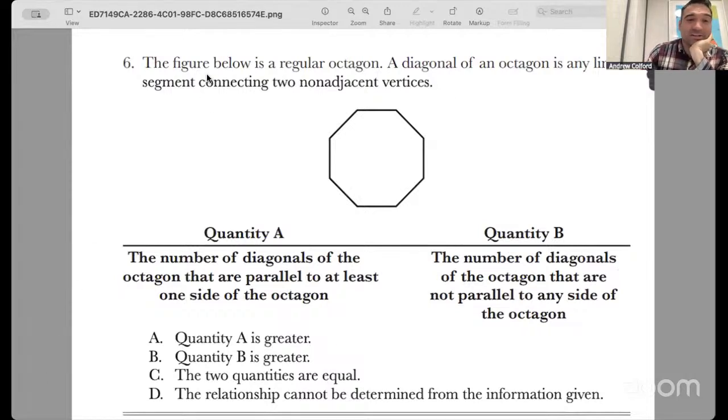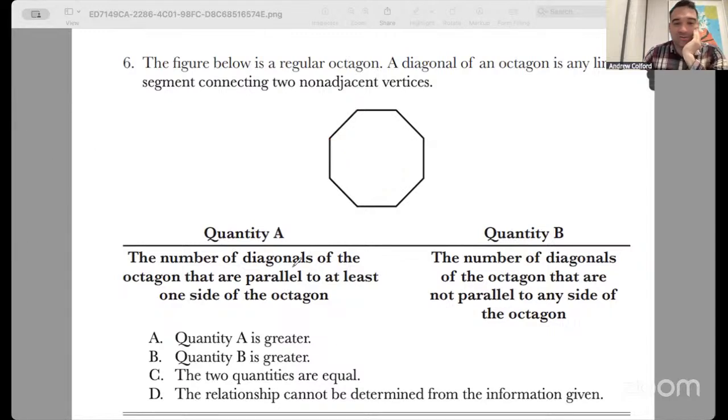So let's take a look here. The figure below is a regular octagon. A diagonal of an octagon is any line segment connecting two non-adjacent vertices. So just as a definition, right? This line that I just drew is a diagonal. This line that I just drew is a diagonal. This line is a diagonal, but that is not a diagonal because they need to be non-adjacent, right? Just getting some vocab down here.